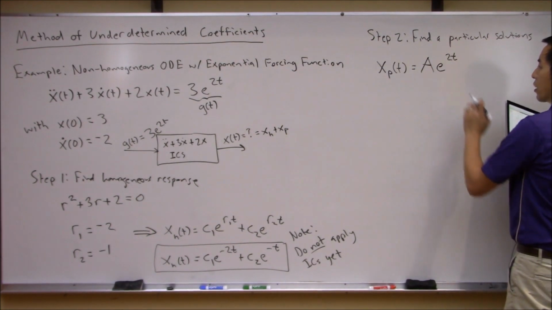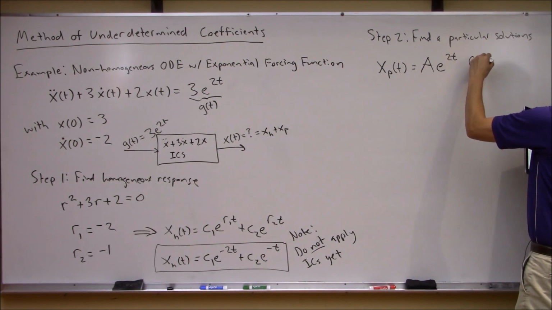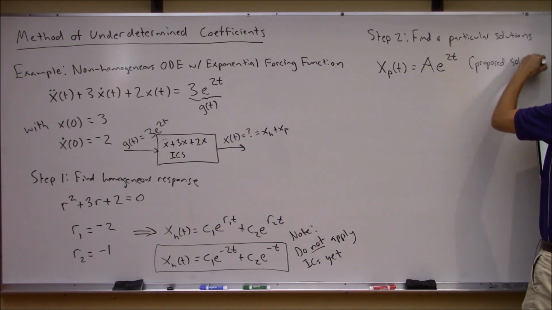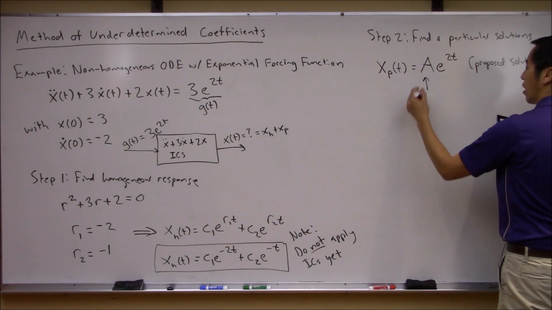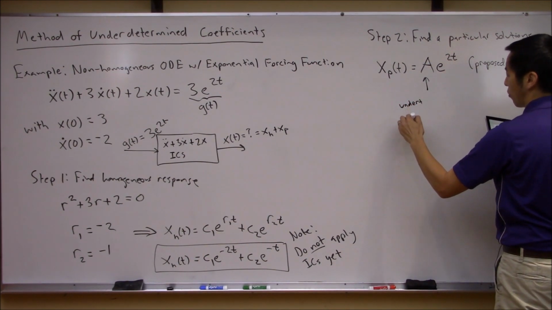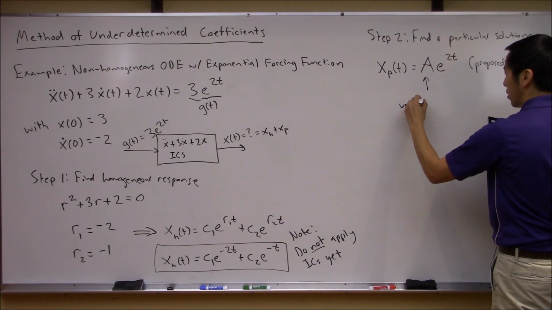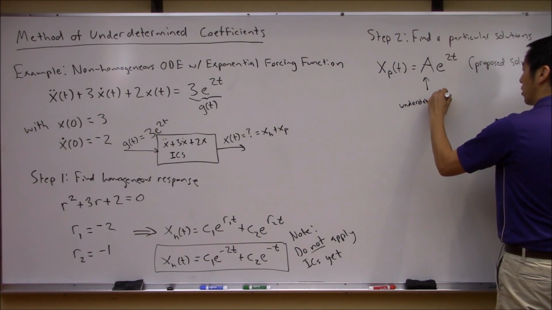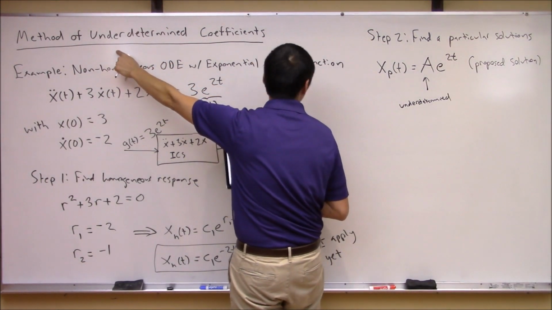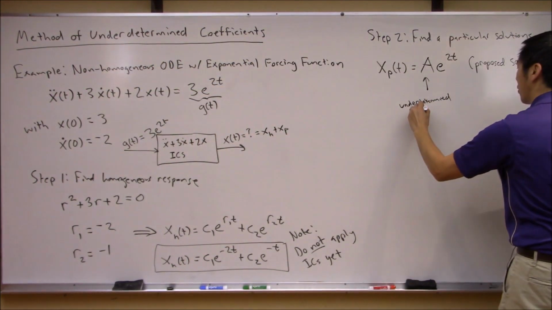So we're going to propose this. This is a proposed solution, and it has a coefficient which is underdetermined right now. Oh great, I spelled underdetermined wrong, like in our title here. It has this underdetermined coefficient.